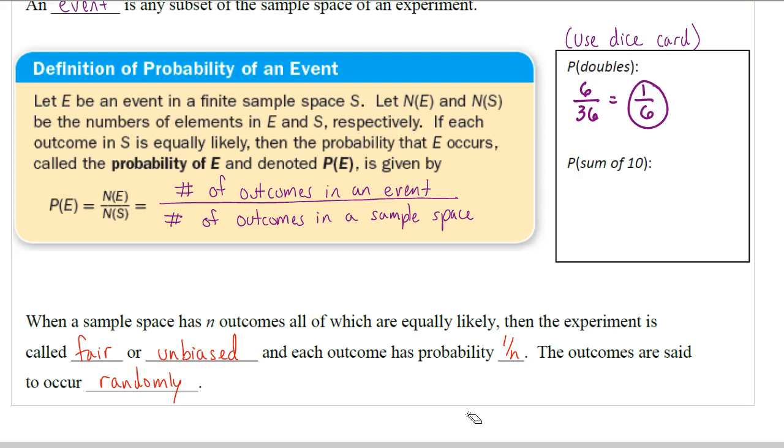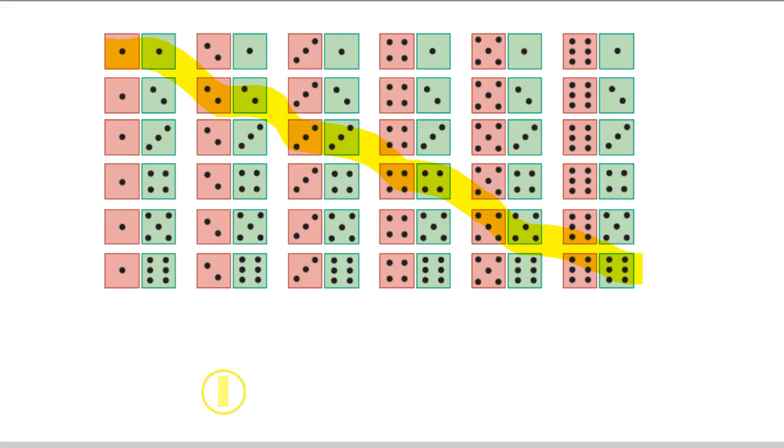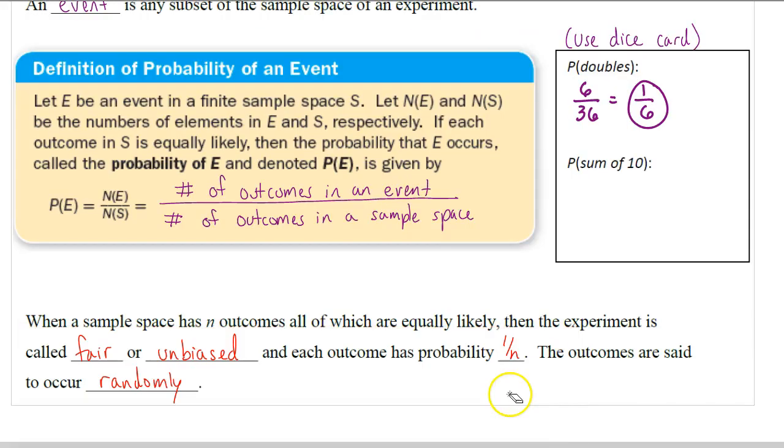So I want you to see if you can figure out the probability of getting a sum of 10. So use your dice card and see if you can figure out the probability of rolling 2 dice and getting a sum of exactly 10. Okay, let's see how you did. So you should have noticed that there's 3 times that we had a sum of exactly 10, which reduces to 1/12. So that's how we could find the probability of an event.